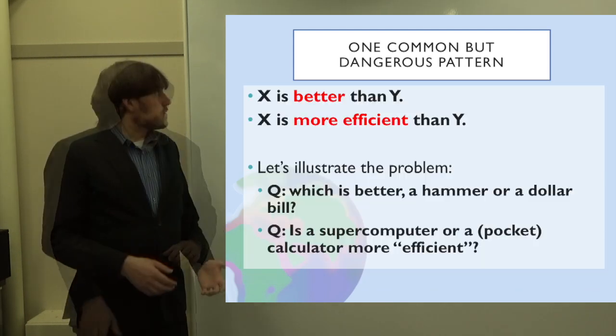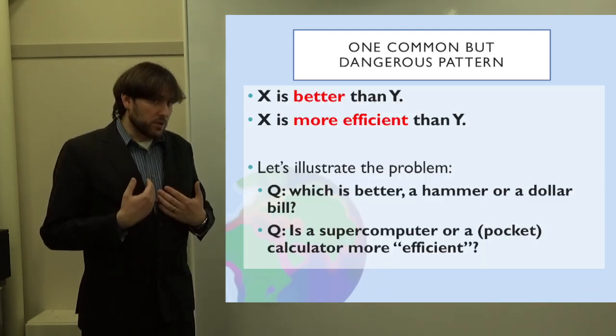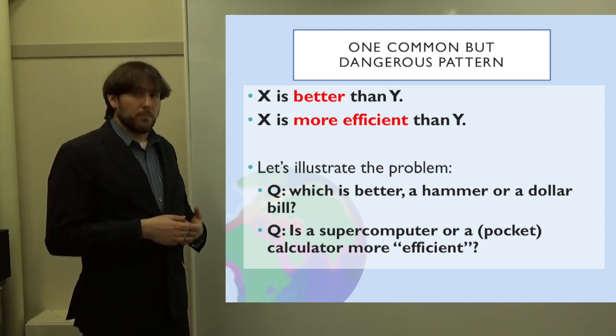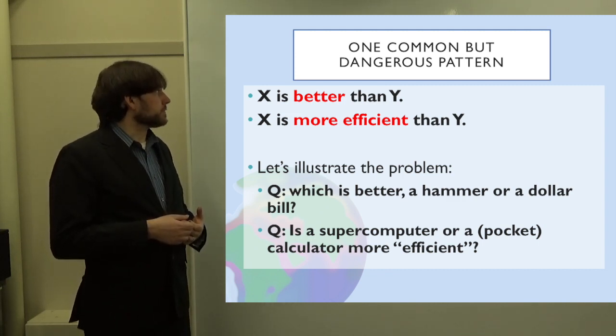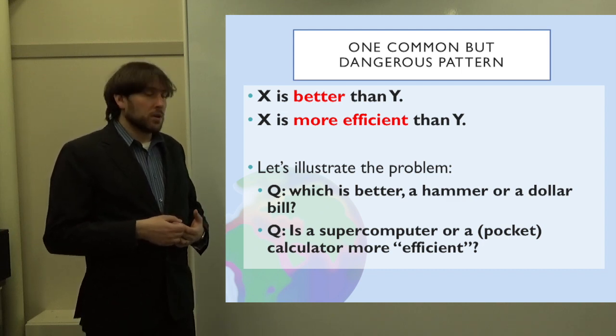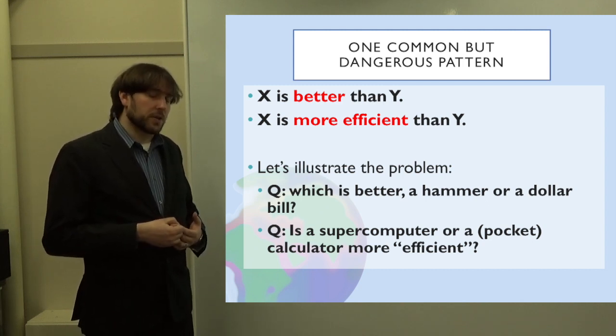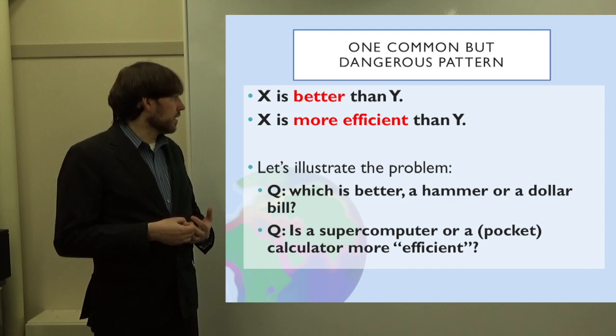if you are making good arguments. There's one pattern that's extremely common. I use them, I'm sure that you will use them as well, but it's also dangerous. And that is this pattern. X is better than Y, or X is more efficient than Y. Let's illustrate the problem. So I'll give two questions that I'll give you a couple of seconds to work on.